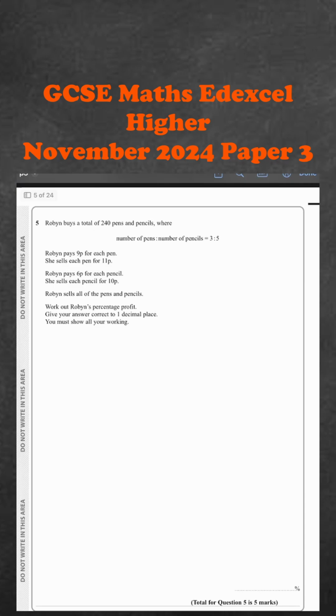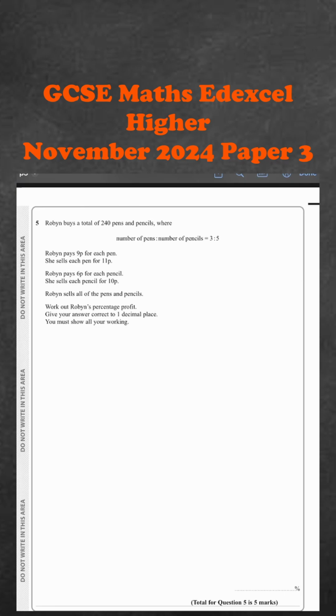Question number 5. Robin buys a total of 240 pens and pencils, where the number of pens compared to the number of pencils is 3 to 5. Robin pays 9p for each pen. She sells each pen for 11p. Robin pays 6p for each pencil. She sells each pencil for 10p. Robin sells all the pens and pencils. Work out Robin's percentage profit. Give your answer correct to 1 decimal place.